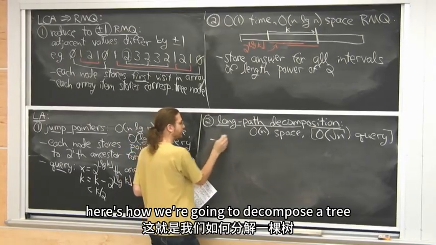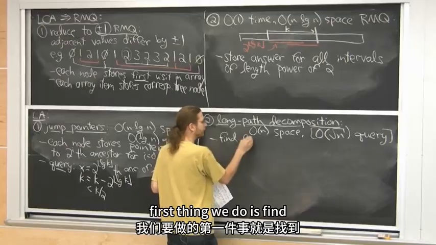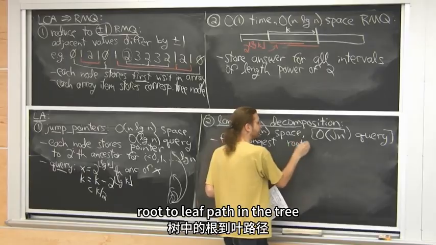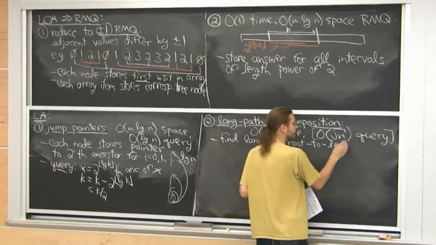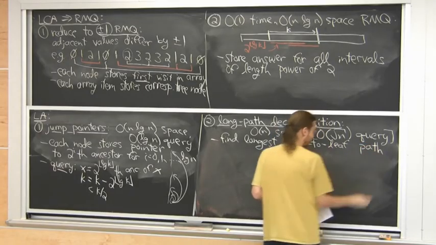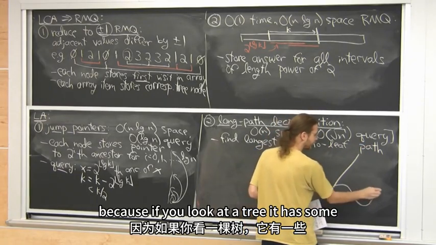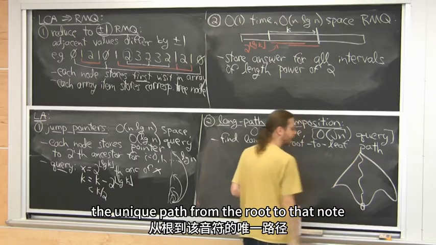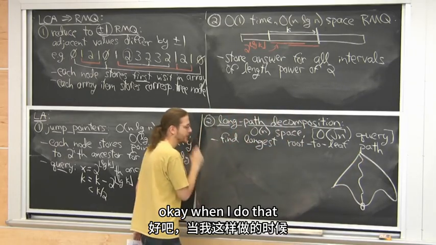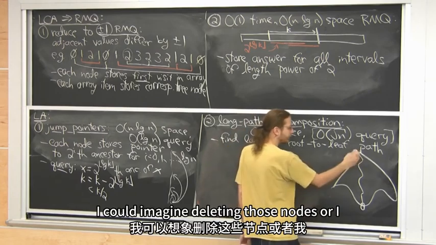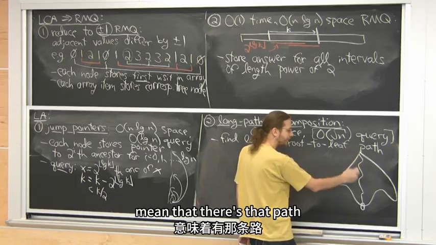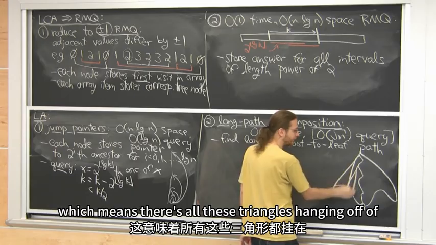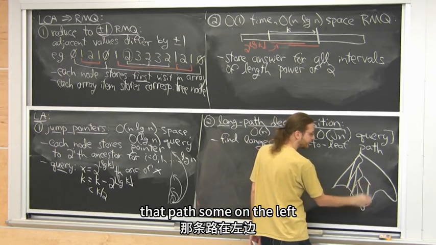So here's how we're going to decompose a tree. First thing we do is find the longest root to leaf path in the tree. Because if you look at a tree, it has some wavy bottom. Take the deepest node. Take the unique path from the root to that node. Okay? When I do that, I could imagine deleting those nodes, and then there's that path, and then there's everything else, which means there's all these triangles hanging off of that path. Some on the left, some on the right.